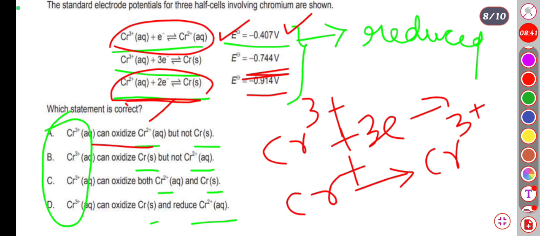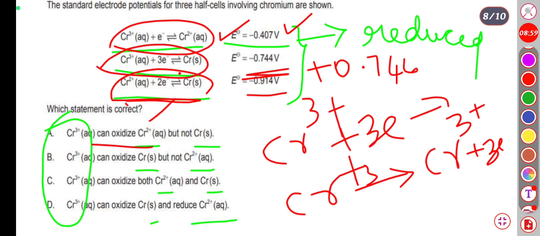Chromium gives 3 electrons, and the value is plus 0.744. You just have to flip the potential for this one. Since the two values are given for chromium 3 plus to chromium, the oxidation potential you just have to find out. Of these two values, 0.744 would be greater, so chromium 3 plus cannot oxidize chromium. So option 1 is the right answer.